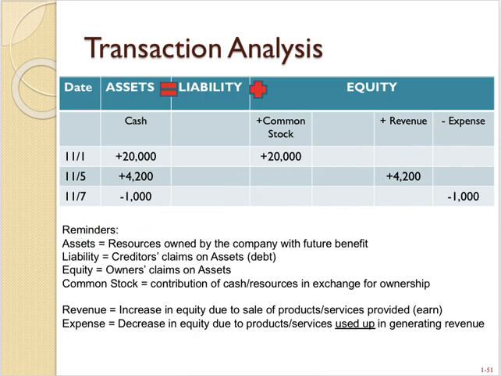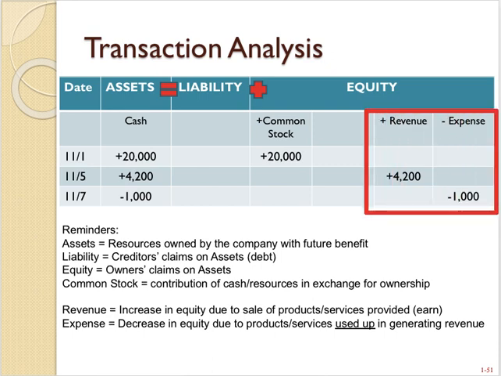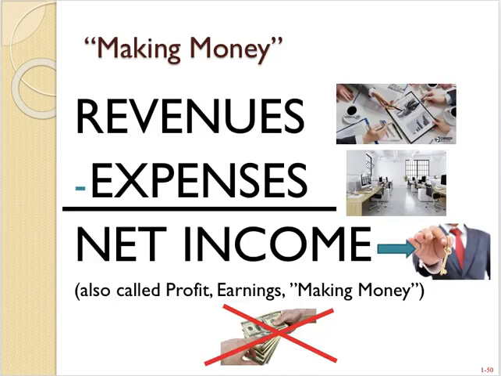Now, I want to talk a little bit more about this relationship between revenues and expenses because they are indeed related. And the way it works is this. Revenues, which is the consulting services we sold, minus the expenses, which is what we used up to generate the consulting services, equals net income. And other terms for net income are profit, earnings, or that all-important question that we talked about on day one, making money.